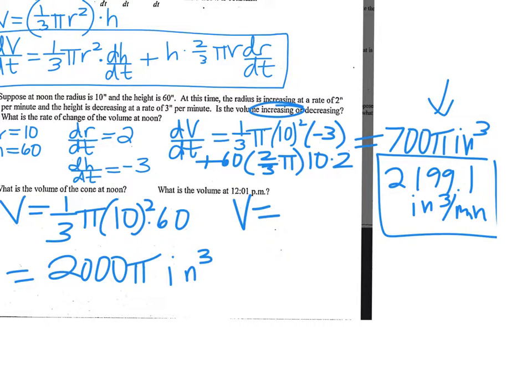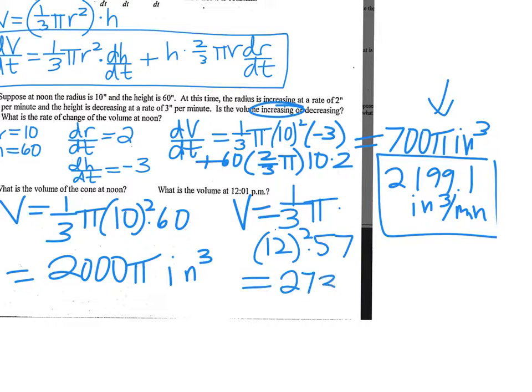So volume would be 1/3 pi times r squared times h. What's r at 12:01? 12, because it increased by 2. So 12 squared, and then what's the height? The height was 60 at noon. At 12:01, it decreased by 3 inches, so it's 57. And so you get that the volume is 2,736 pi cubic inches.